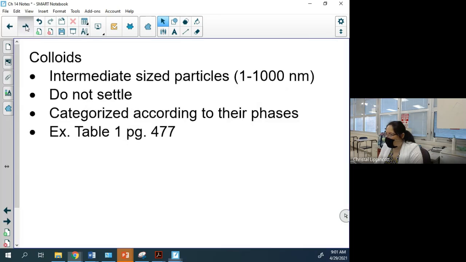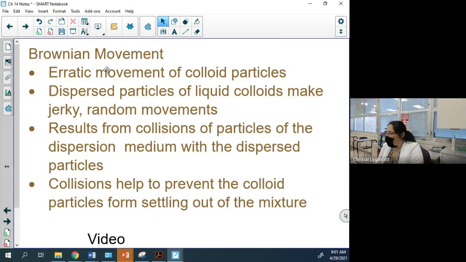We have something called Brownian movement here. It's this erratic movement of the colloid particles. They're dispersed within the material, and the movement results from the collisions of the particles, and it helps to prevent the colloid particles from settling out. So this Brownian movement causes that.